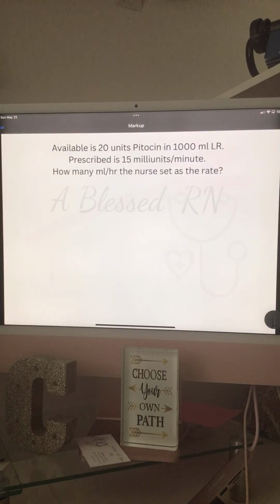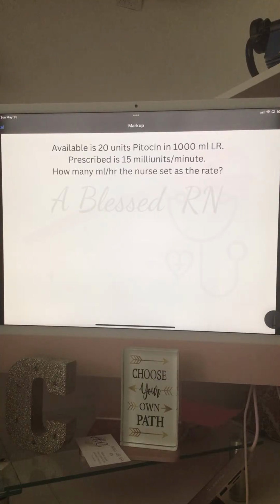Okay. All right, so let's do a Pitocin. You know, OB and mental health were my worst two classes, I believe. What classes are your favorite? Let's start with that. I'm a med-surg nurse, so med-surg was my favorite.